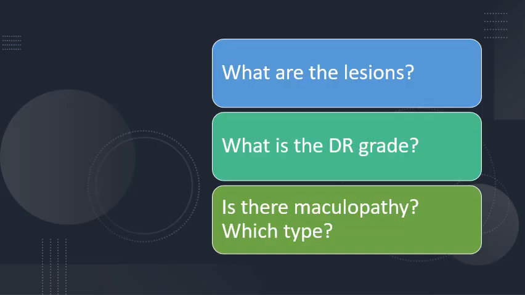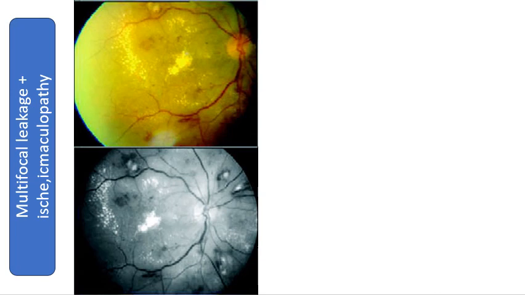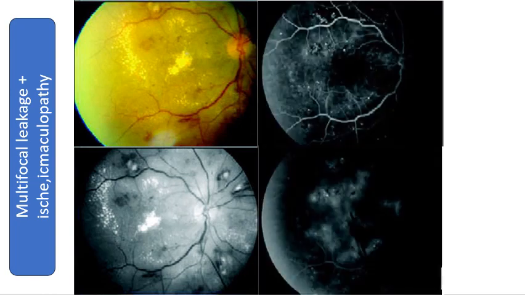Now we'll move to talk about whether there is maculopathy or not, and which type. When we are evaluating the macula on fluorescein angiogram, we need to look first at the colored fundus photo as shown in the upper photo, and at the red-free photo as shown in the lower one. And then we need to look at the early phase of the angiogram and another macular photo at the late phase. As you can see, there are several reddish lesions in the macular area.